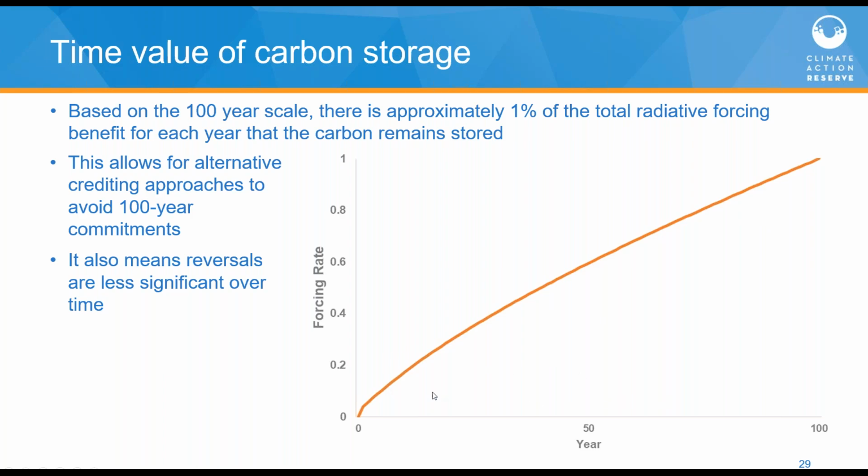Recognizing this time value allows us to explore alternative crediting approaches so that projects maybe don't have to make a full 100-year commitment. It also means that the reversals themselves become less significant in the future. So if you get a ton in year 1 and you reverse it in year 50, you've actually achieved 50% of the 100-year carbon benefit of that ton. So it's not a 100% reversal.